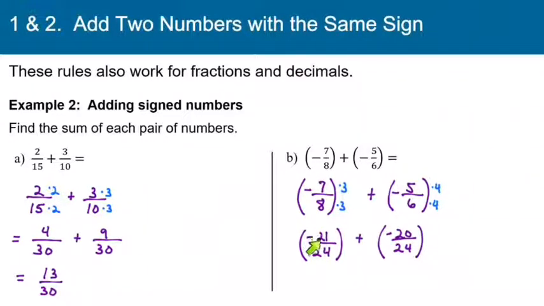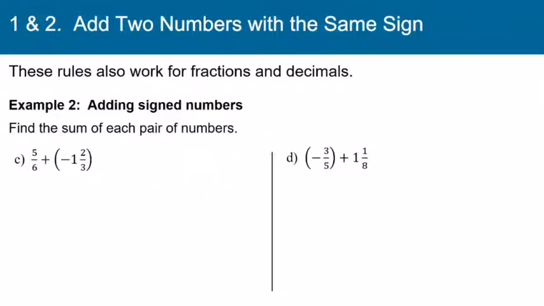So now I have negative 21/24ths plus negative 20/24ths. And we know that we're going to add and keep the sign because both of these are negative. So 21 plus 20 is 41. Keep the negative. And we have negative 41 over 24.